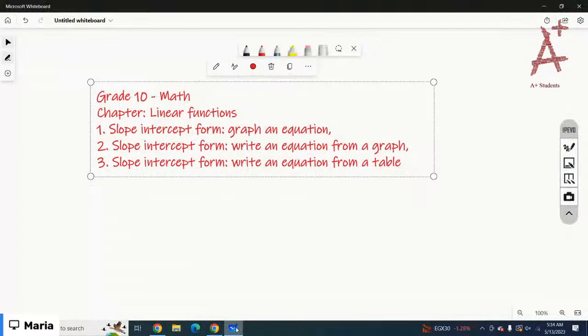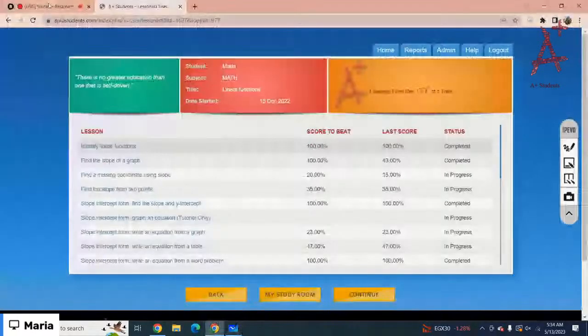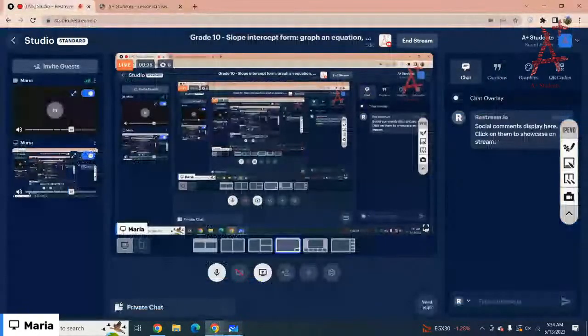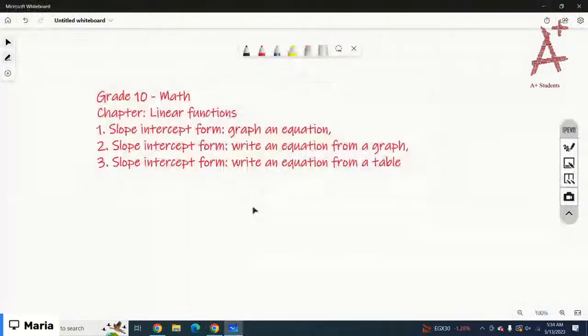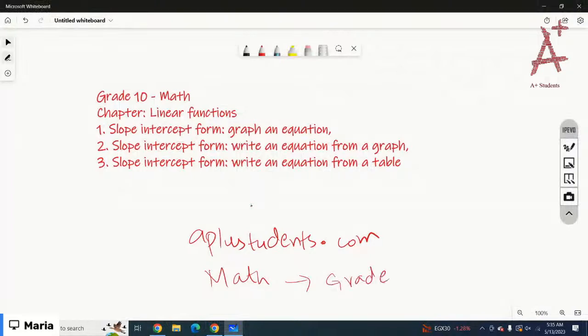We are here for grade 10 maths. You can find all the lessons on aplusstudents.com. You have to log in there using your email address and password as provided by the administrator. Then you have to select math from the subject tab. Scroll down to grade 10 maths and then click on view all lessons.